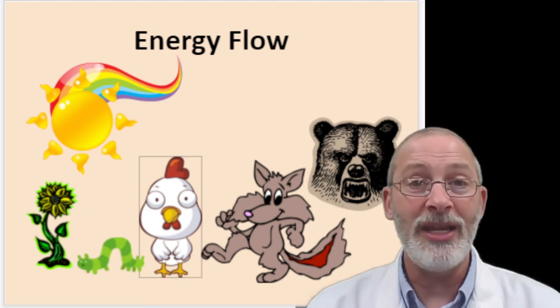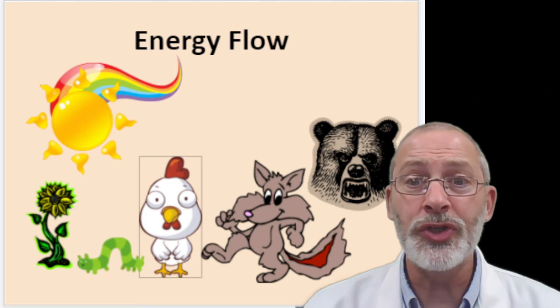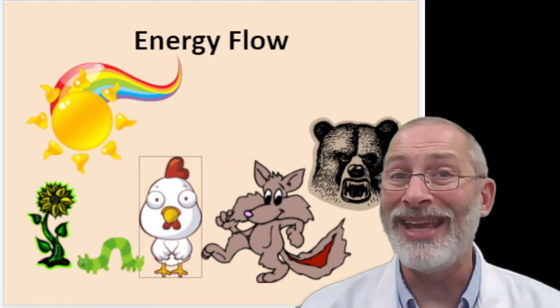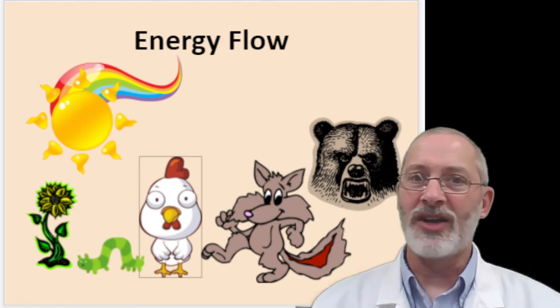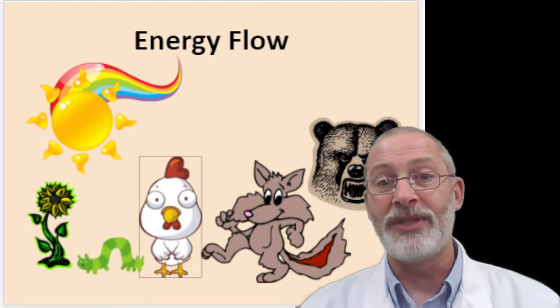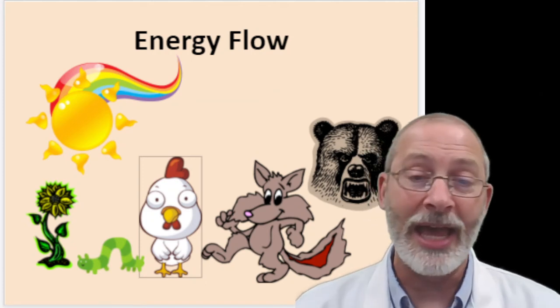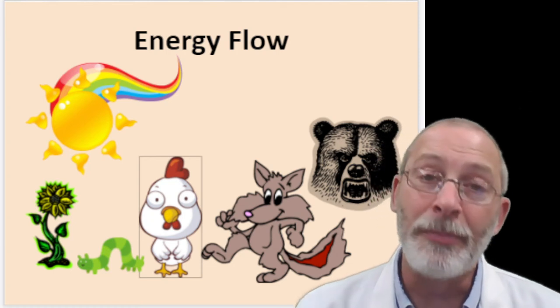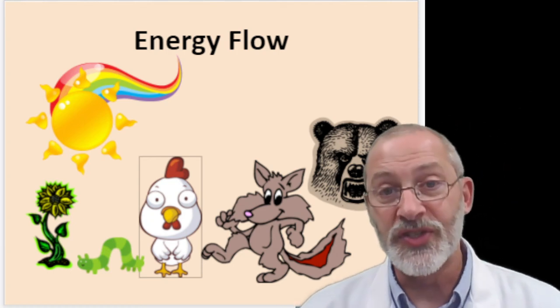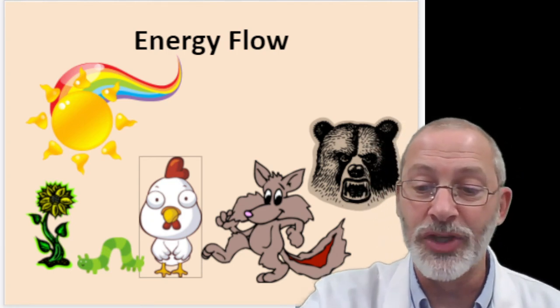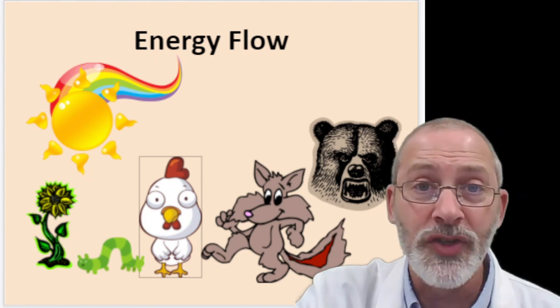So that cute little teddy bear could consume the fox in order to get the energy that the fox obtained from the chicken, that the chicken obtained from the caterpillar, that the caterpillar obtained from the plant, that the plant got from the sun. Okay, you see how this chain of events evolves.